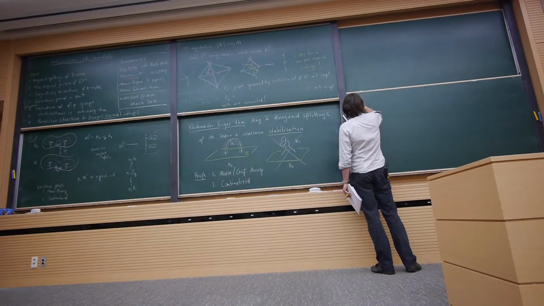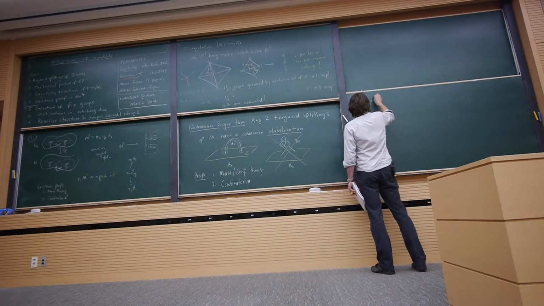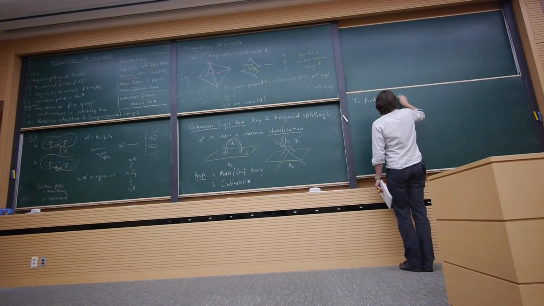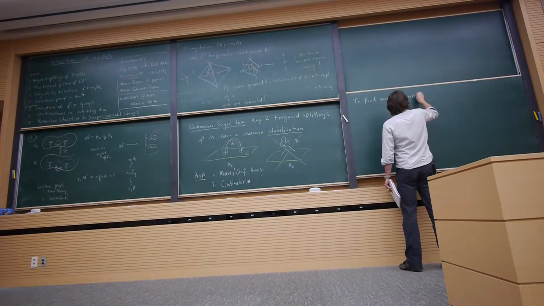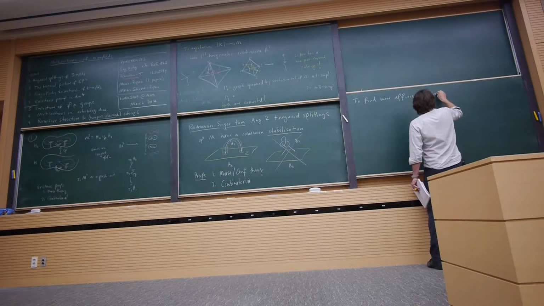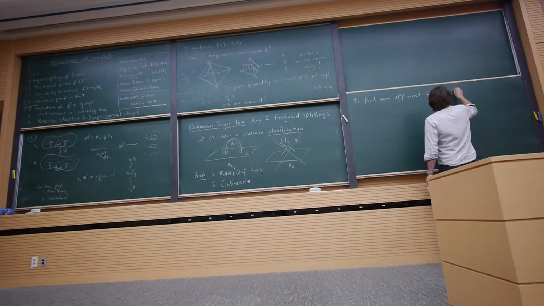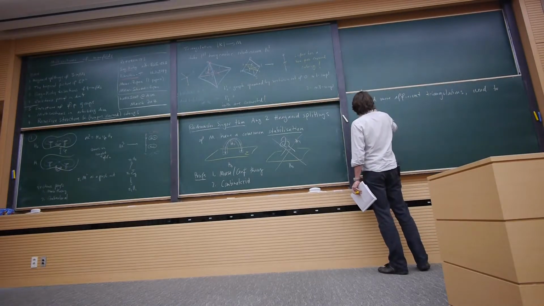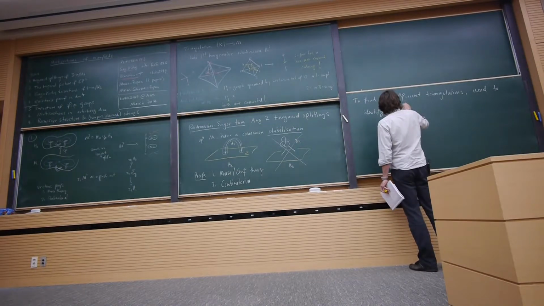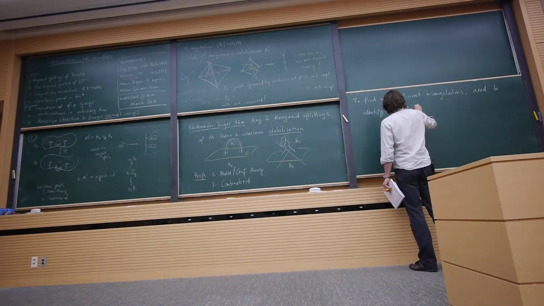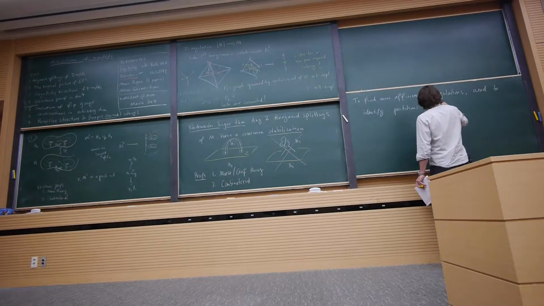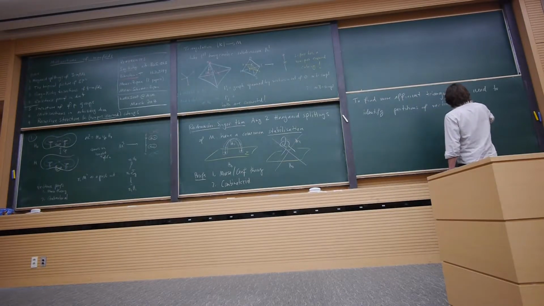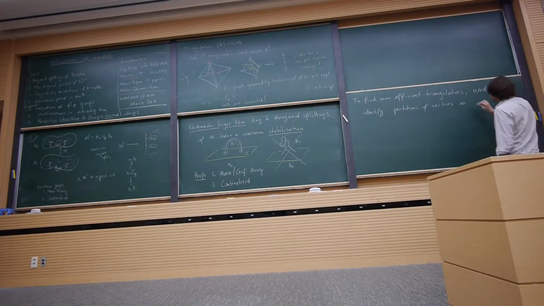So find more efficient triangulations. I need to identify partitions with the desired properties.